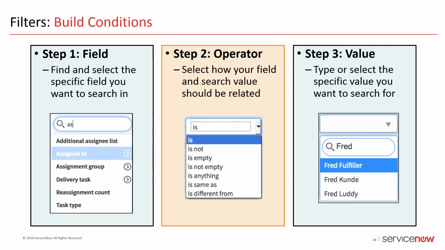Next, select the operator that will connect your selected field and search value. For example, are you looking for an exact match to your search term, anything that contains your search term, or any value where it's not empty? Finally, select a specific search value on which you want the filter to list. Depending on the selected field, you might be prompted to select a value from a drop-down list.